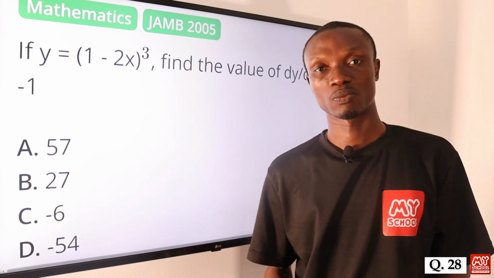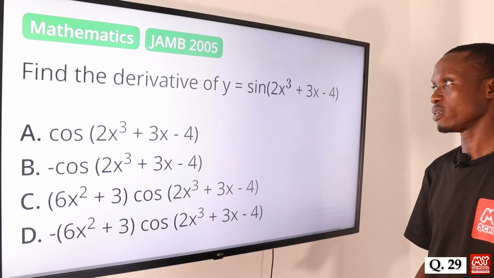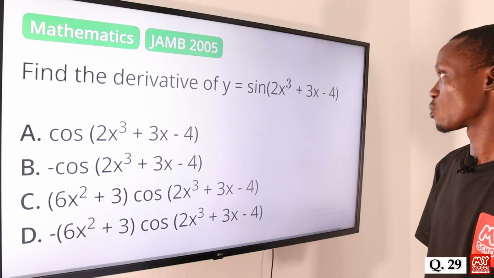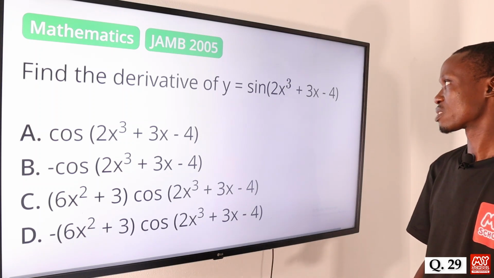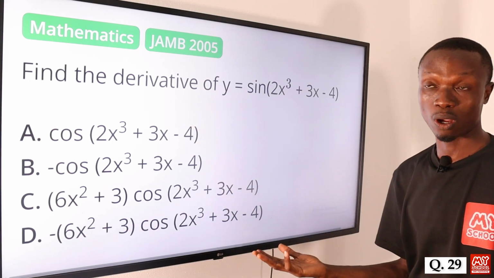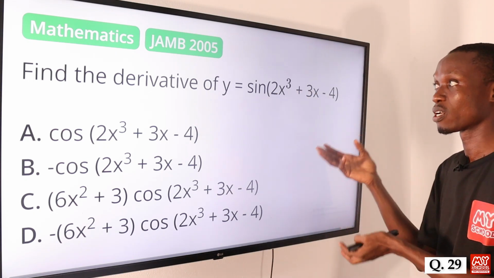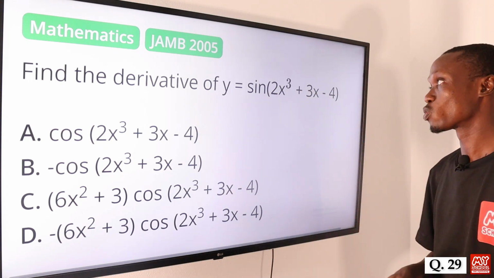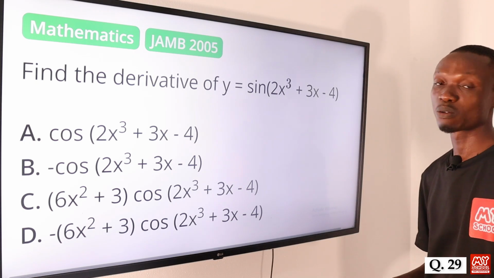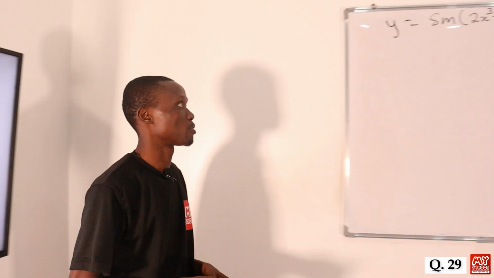Question 29. Find the derivative of y is equal to sine (2x cubed plus 3x minus 4). Derivative is another word for differentiation. So basically they're asking us to differentiate sine of (2x cubed plus 3x minus 4). Let's move over to the board to simply do that.